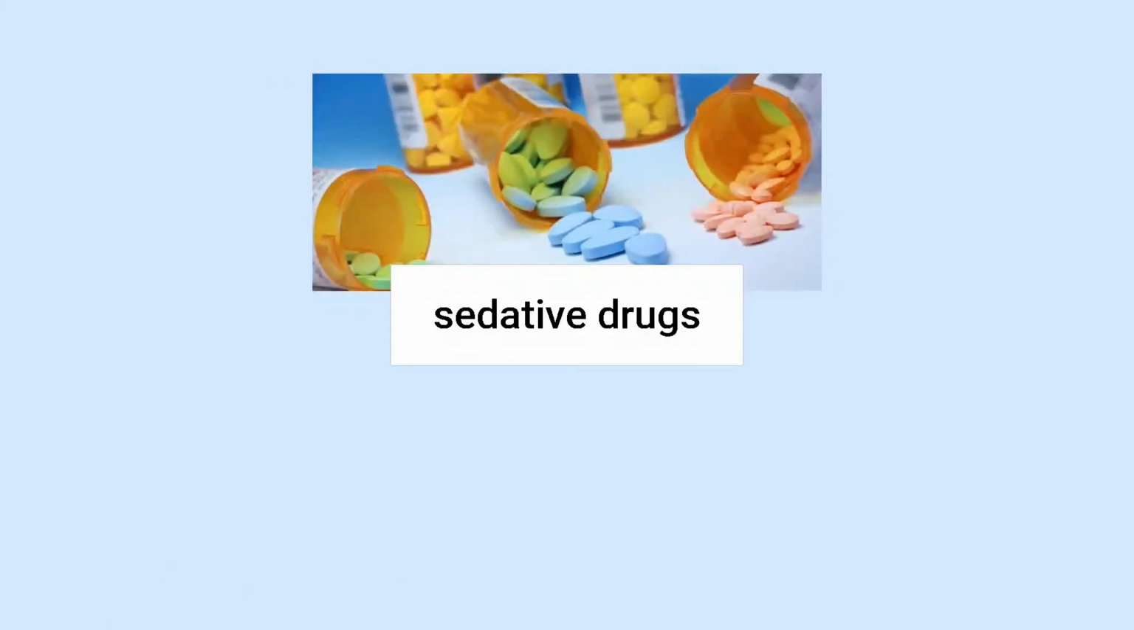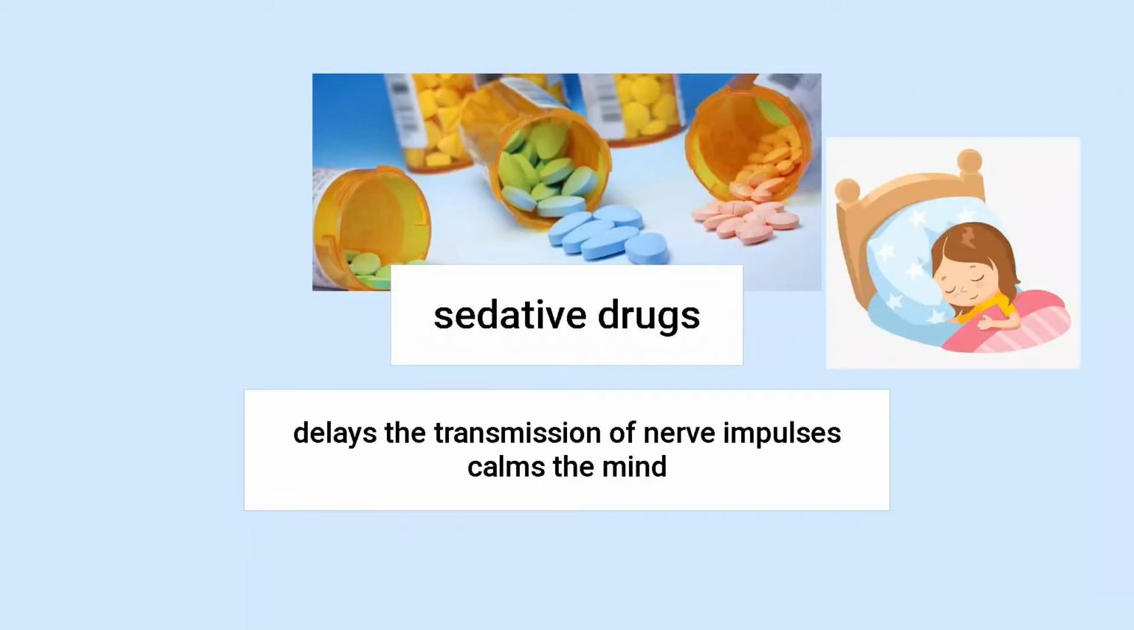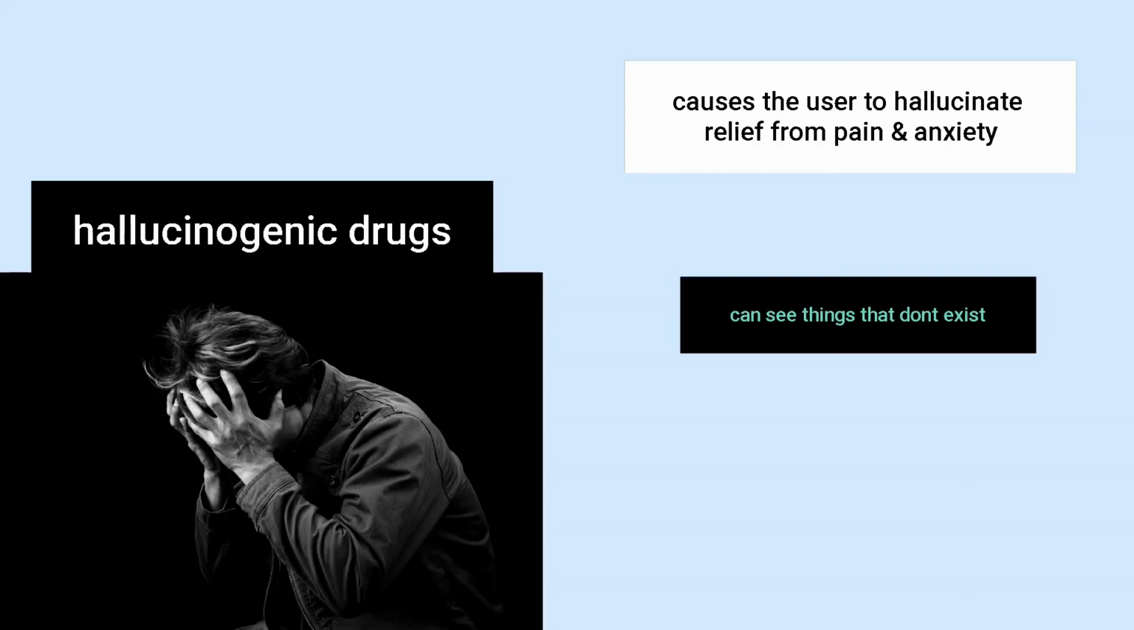Next, sedative drugs. It is a type of prescription medication that will slow down brain activity and make you feel more relaxed. It is commonly used to treat conditions like anxiety and sleep disorders. Hallucinogenic drugs can cause the user to hallucinate and relieve pain and anxiety. It can also change the way a person sees, hears, and feels about a situation.